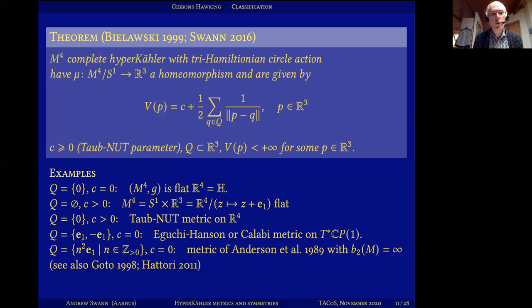Actually, the case when Q is the empty set and C is positive is also interesting here. That gives you a quotient of R4 by translations in some direction, so quotients by a copy of Z generated by translations. So this is just a flat structure on S1 cross R3.